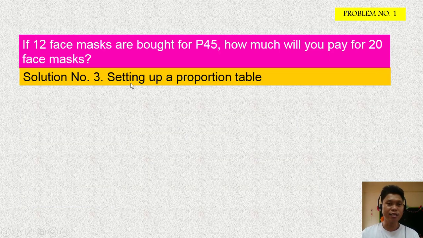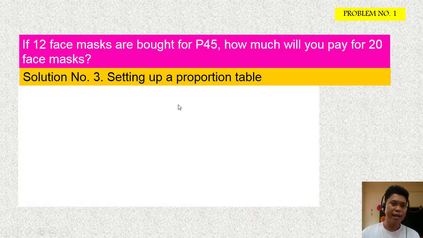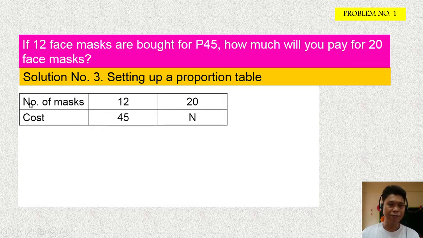Next, the third one is setting up a proportion table. So, paano ba mag-set up ng proportion table? Kapag direct proportion, ang gagawin natin ay ganito. Sulat natin ng table, and then number of face mask, and then the cost. Kapag 12, 45 daw. Okay? Pag 20, magkano? So, i-represent natin ng letter N ang unknown value. So, ang gagawin natin sunod is isusulat lang natin 12 is to 45. So, yan, 12 is to, so this is the colon form. And then 20 is to N.